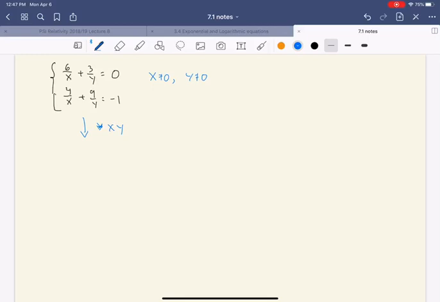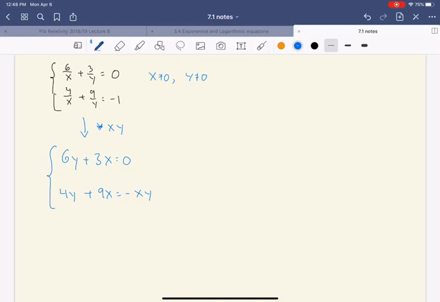So my first equation is going to be, now, what I want you to notice, if I multiply this by x times y, the x cancels, so I'm just going to get 6y plus, similarly, if I multiply this by x times y, I'm going to get 3x. Similarly, for the second equation, 4y plus 9x equals negative x times y.